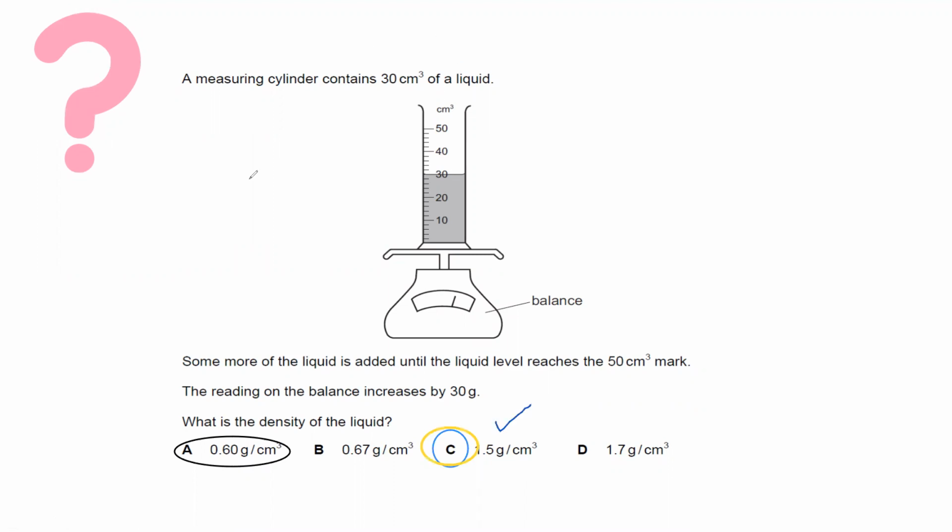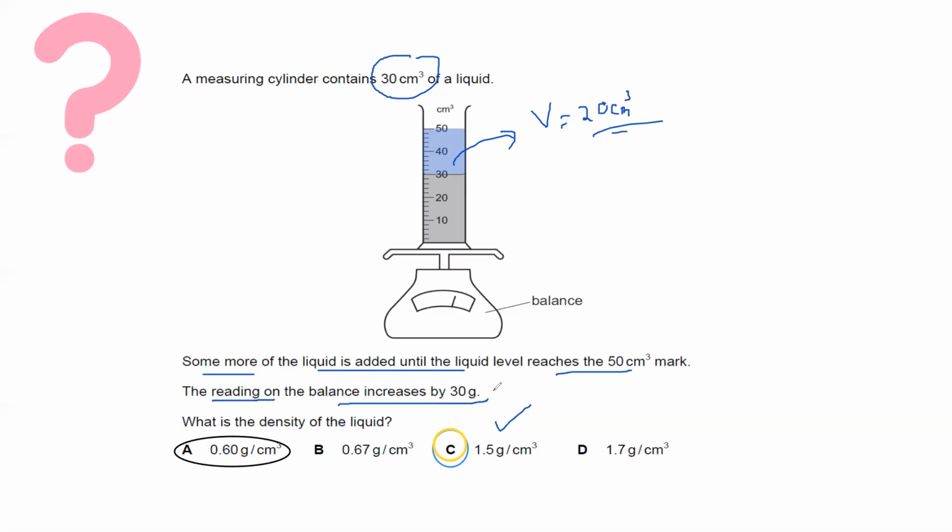So why is C the right answer? As you can see, the measuring cylinder contained 30 cm cube of liquid, but they did not mention what the mass is. Then some more of the liquid is added until the level reaches 50. So how much volume is added? We add 20 cm cube. And when we add this 20 cm cube, how much does the mass increase? The reading on the balance increases by 30. So the mass of this 20 cm cube is actually 30 grams.